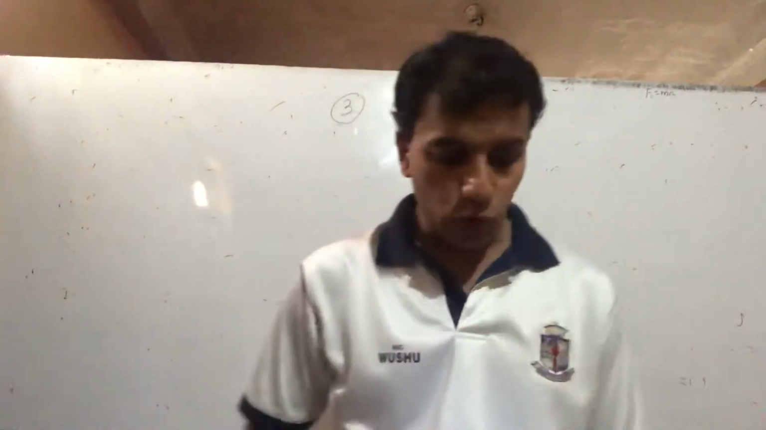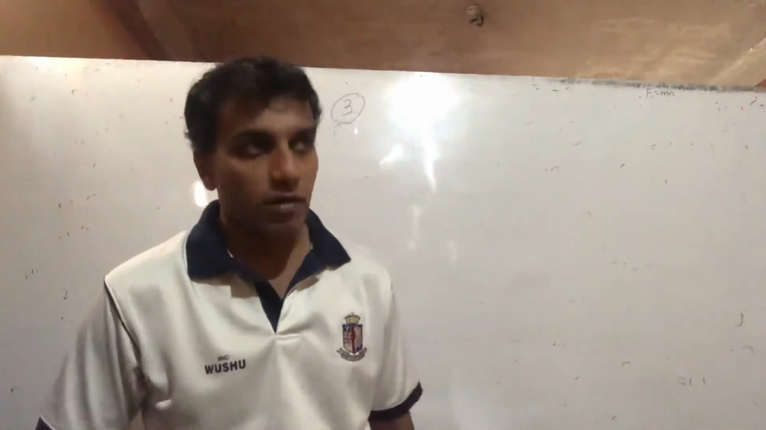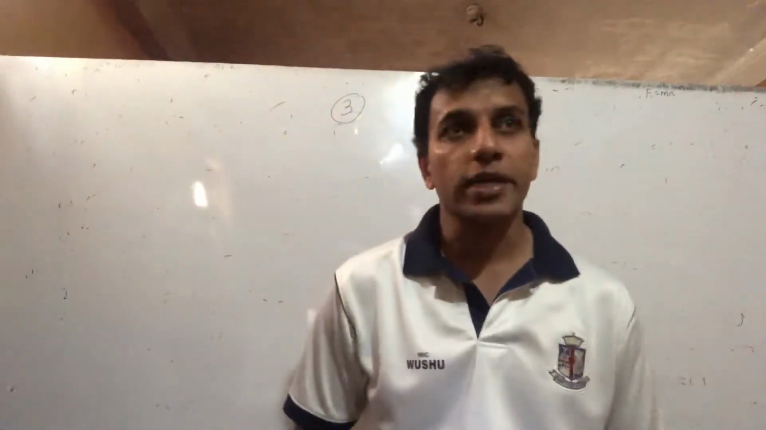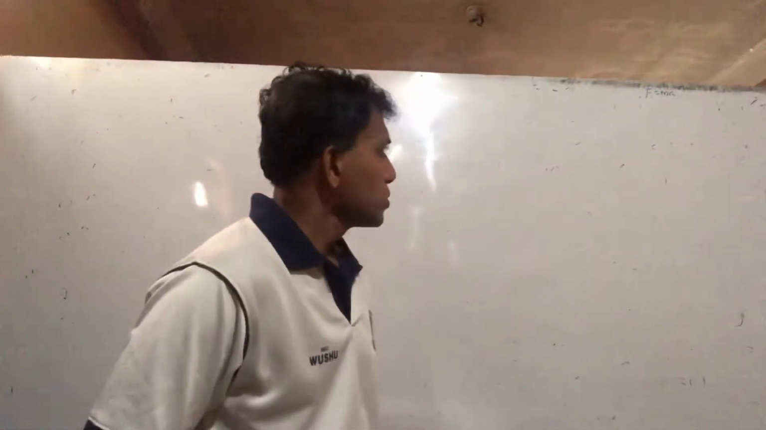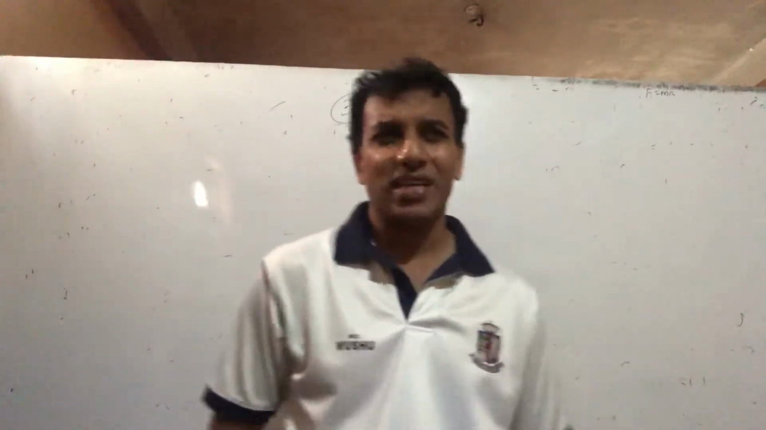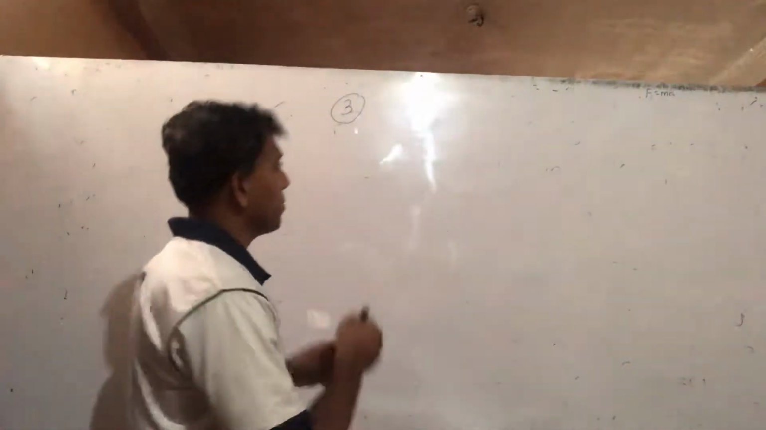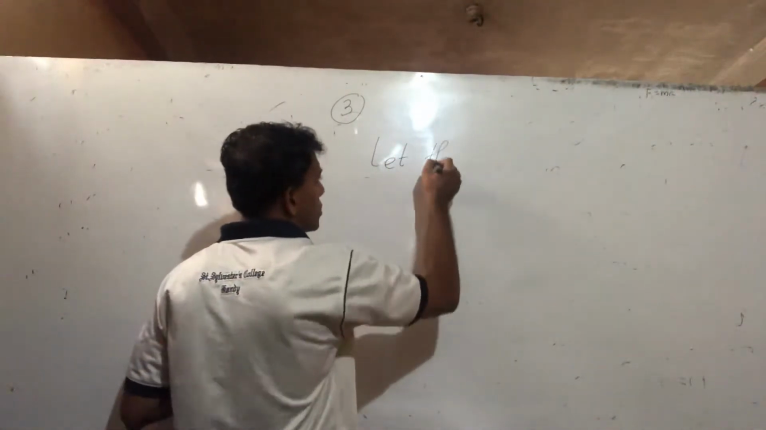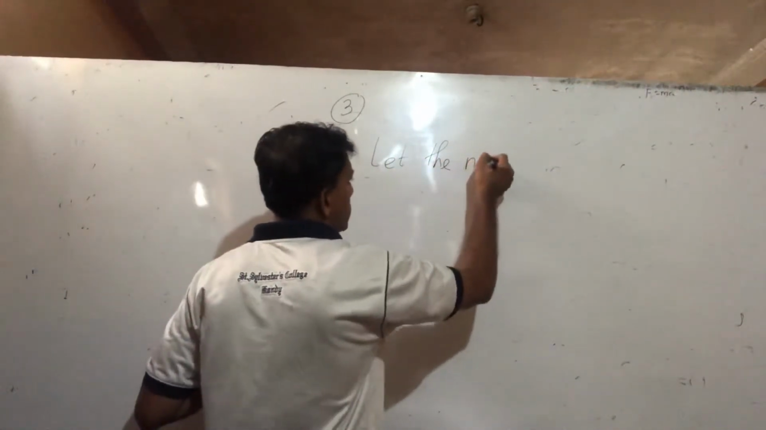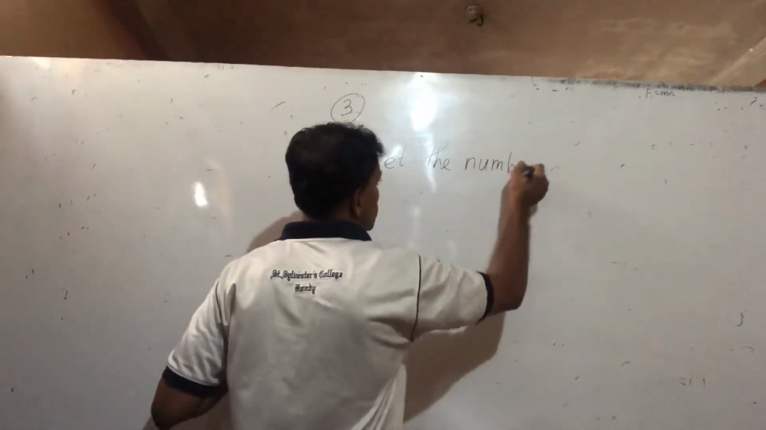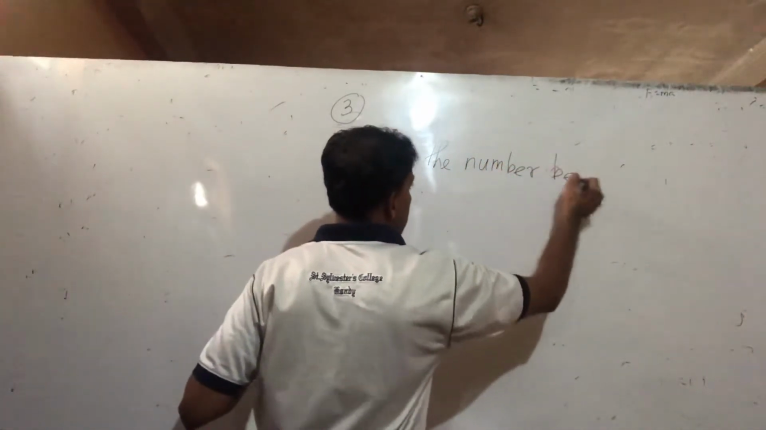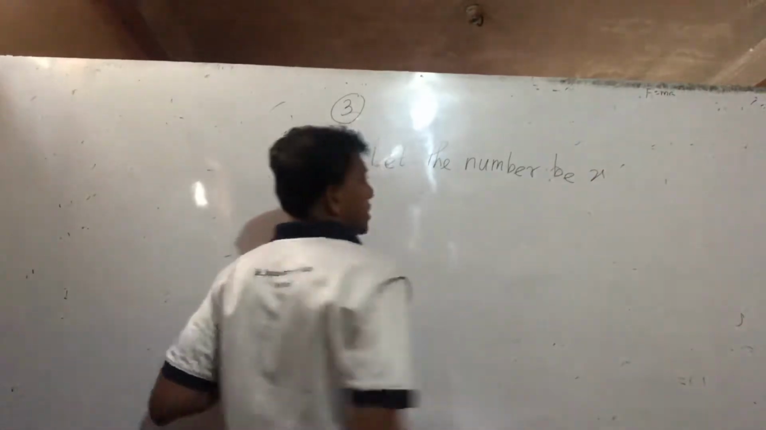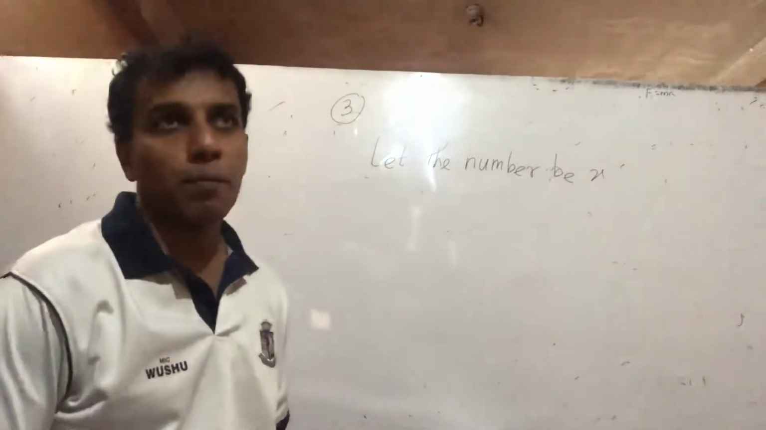If subtract twice of a number from its square, answer is 63. Find that number. Like the second question, the same idea you can prepare. So we say let the number be x.